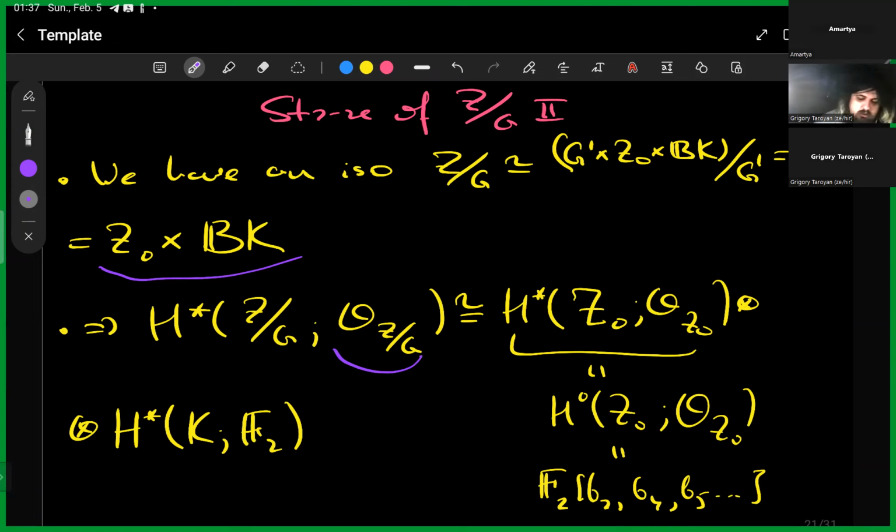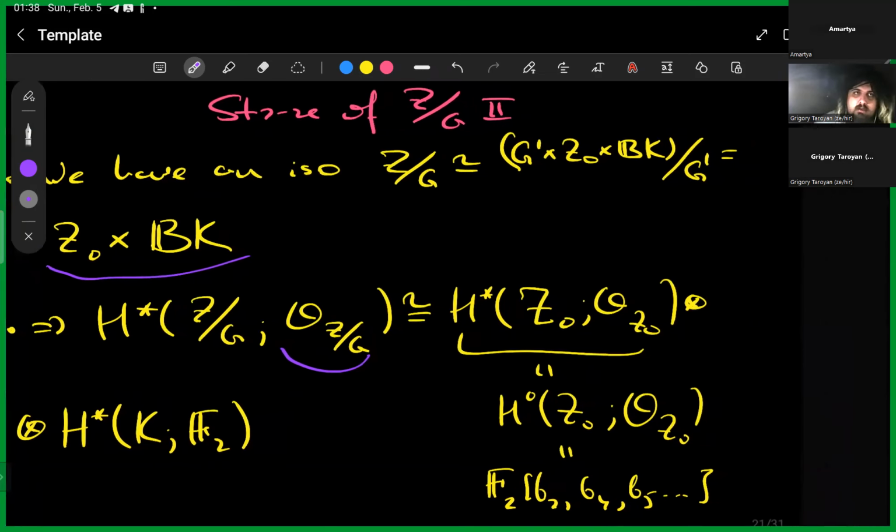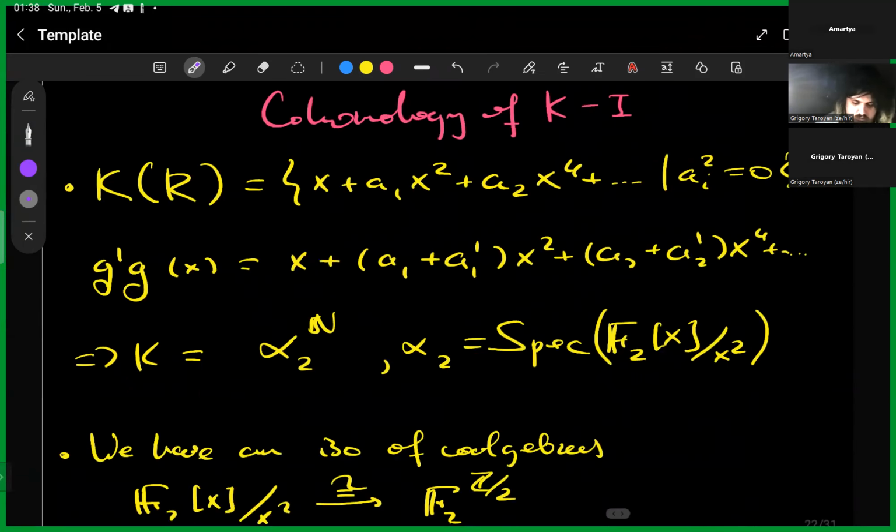And so to compute the second page of the Adams spectral sequence, we only need to understand how the cohomology of K works. And this can be done relatively easily. So let's first of all understand how K works. For any F2 algebra R, R points of K are represented by polynomials like this with an additional requirement that the square of each coefficient is 0. So the composition in this group scheme is very simple.